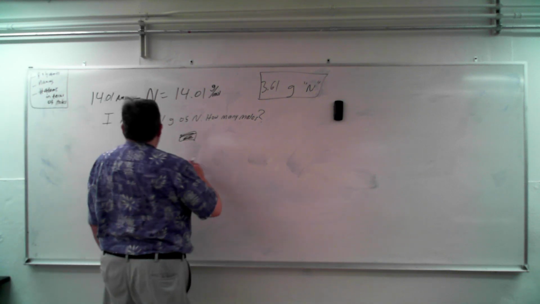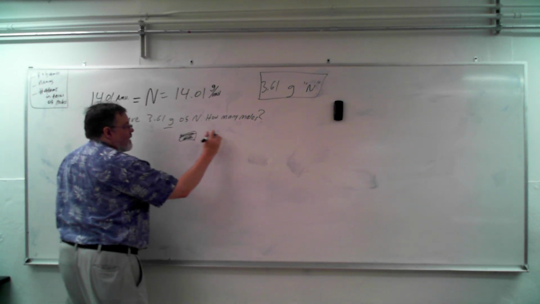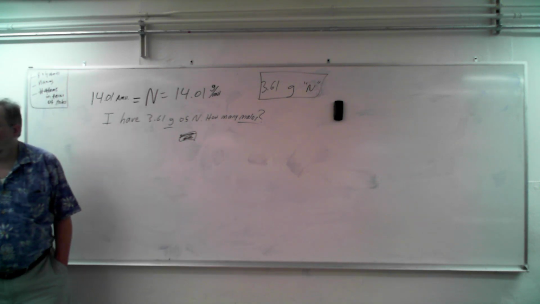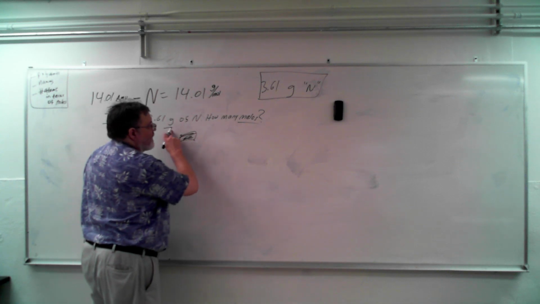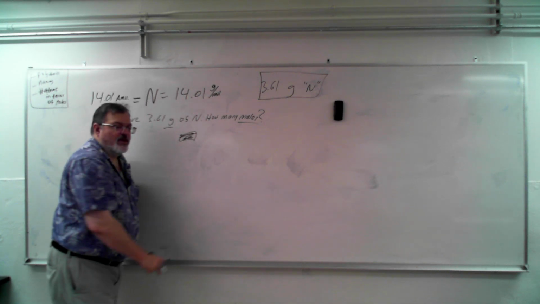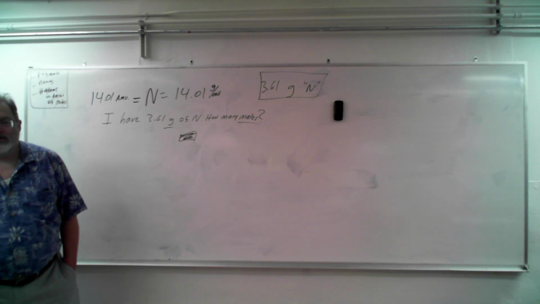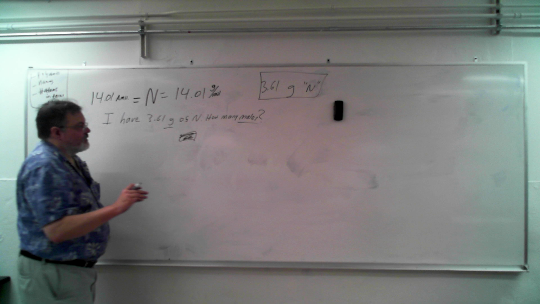This says, I have 3.61 grams of nitrogen. How many moles? That's a unit. It's a counting unit. So if you have a unit here and you're being asked for something in a unit, 6.022 times 10 to the 23rd won't show up in the problem at all. That's worth knowing.